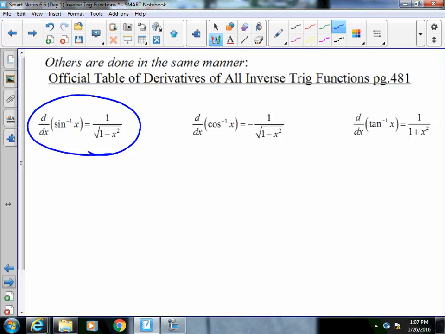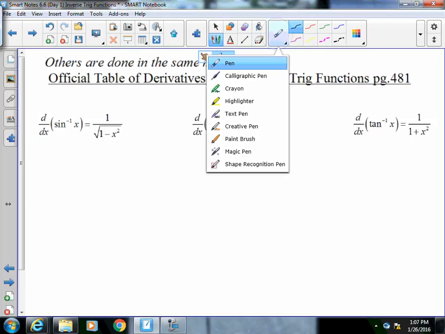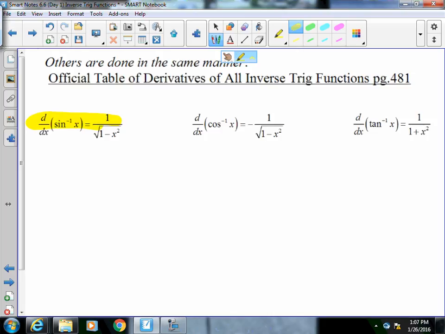The other two I'm not going to go into the proof for right now, but you should memorize all of these. Inverse cosine has the negative out front, but it's just like inverse sine. And the derivative of inverse tangent is 1 over 1 plus x squared. So, now that you've seen the rules, let's try some.